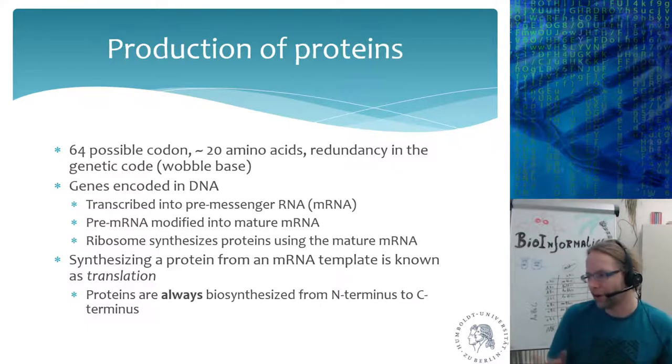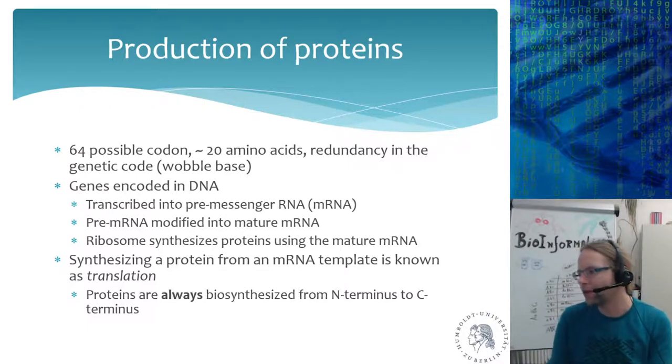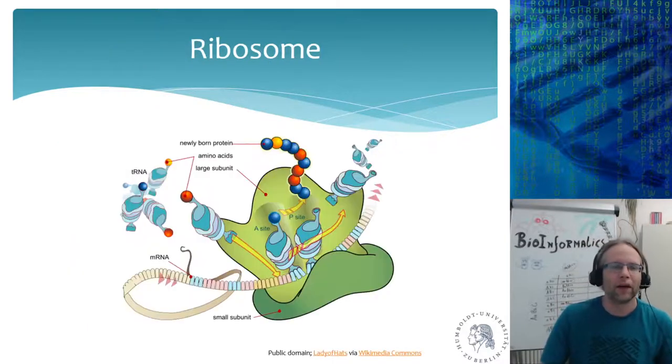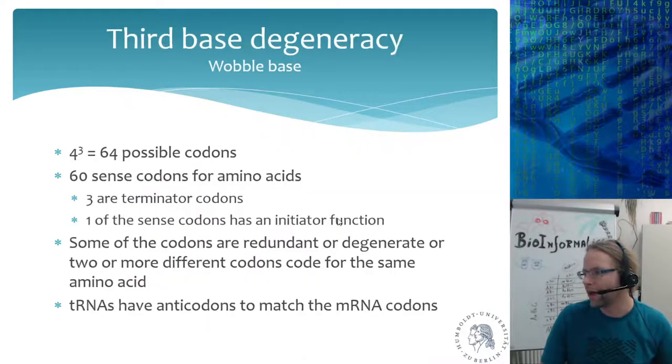And so genes are encoded into DNA, transcribed into mRNA, pre-mRNA is modified into mature mRNA, and then the ribosome makes the protein. This is known as translation. Proteins are always biosynthesized from N-terminus to C-terminus. That's why we write them down in that way. So the ribosome picture, we already saw this: the A site, P site, and E site. It's all in the RNA lecture.